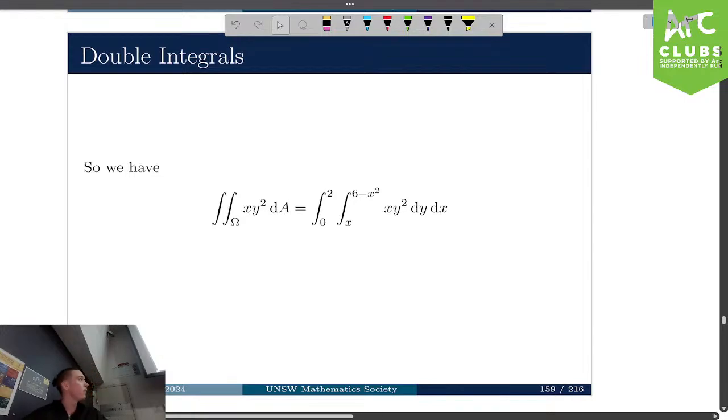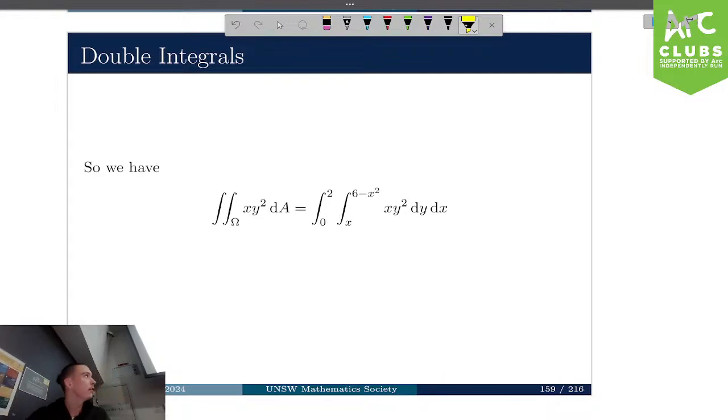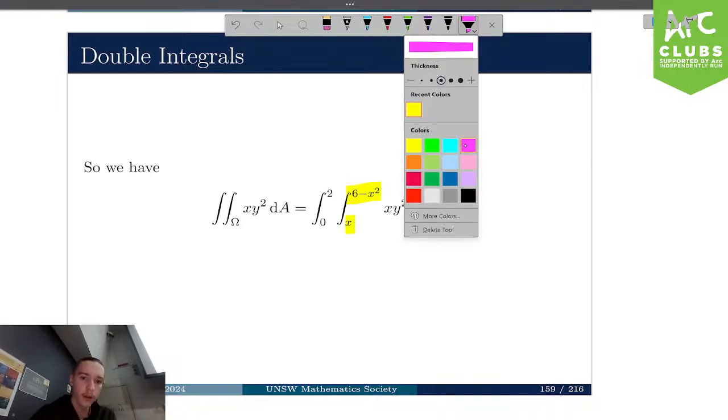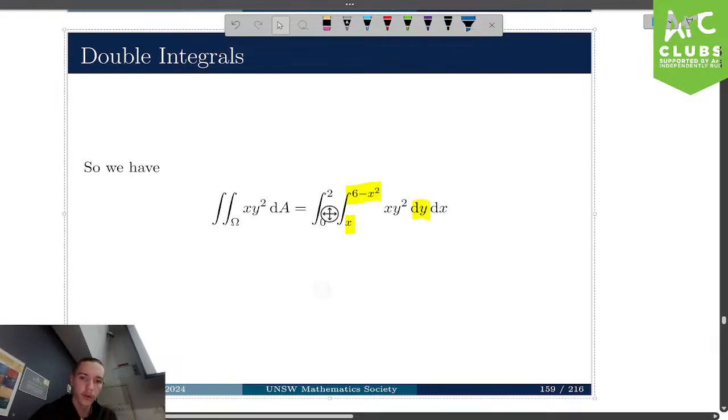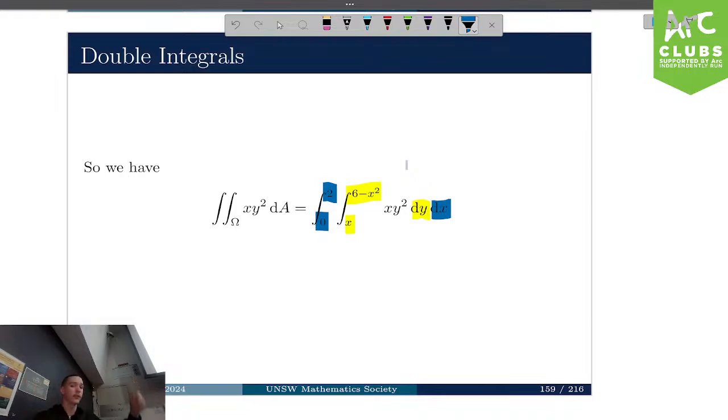So we can just say that this integral over this region omega, we can just substitute the bounds in and put our dy dx in. So this is obviously our y bounds on the inner integral, and I'll highlight this in different colors. So we have dy on the inner integral with the y bounds, and then the x bounds were 0 to 2 on the outer integral, because our dx is on the outer area.